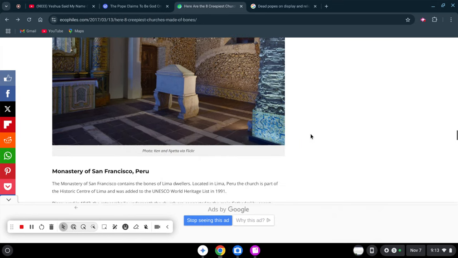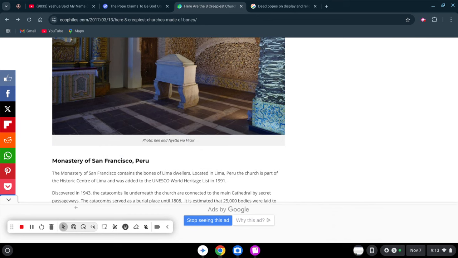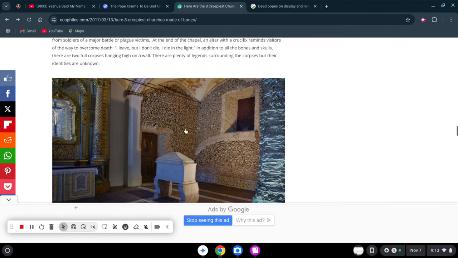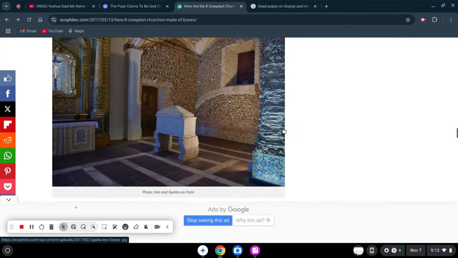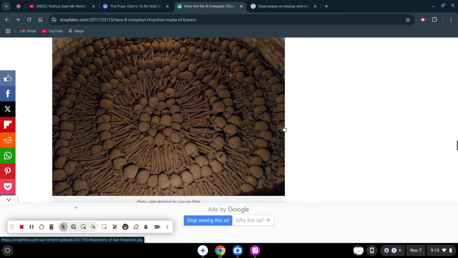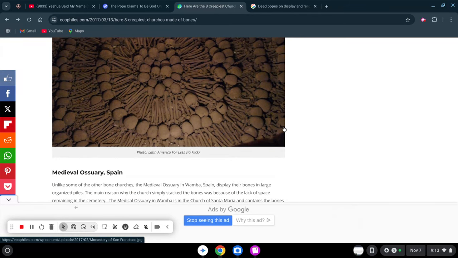This is from a monastery of St. Francisco of Peru, okay, lined with more skulls and skeletons. All right, this is all over. Look at this. Look at this. Ossuary, Spain.